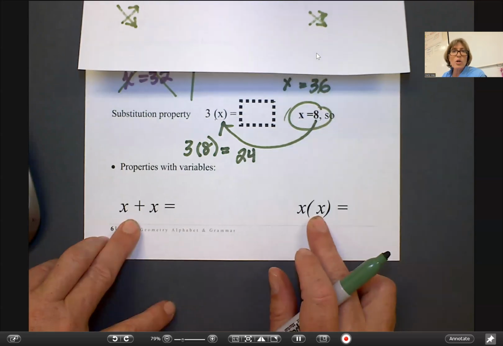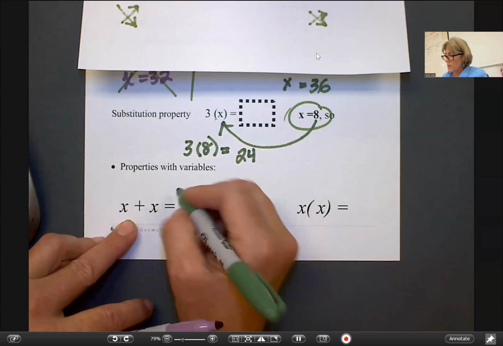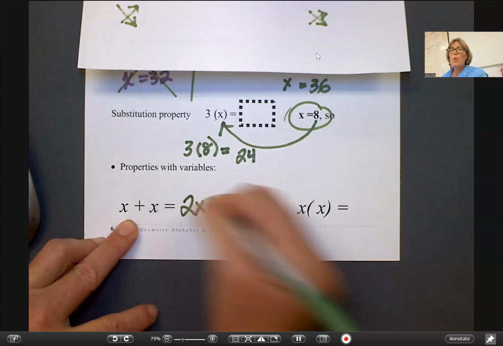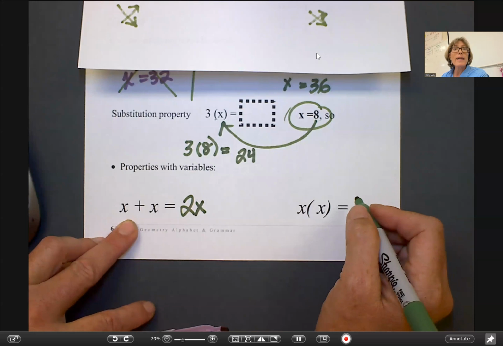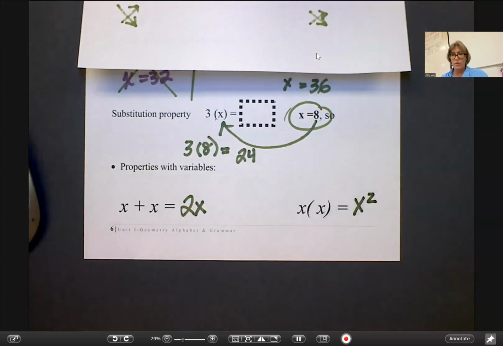This is a real critical differentiation. X plus x, you have 2 x's. X times x, x squared. Do not mix those up, my friends. Those are algebraic truths that you learned last year.